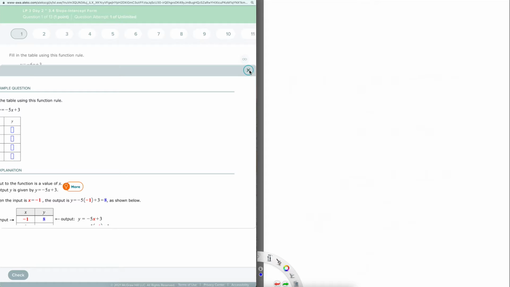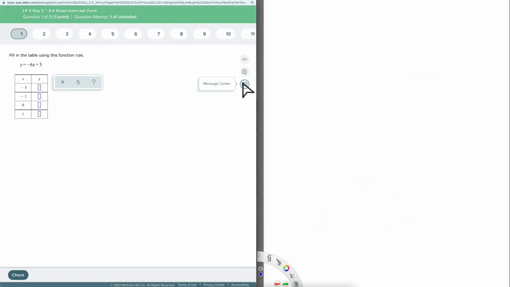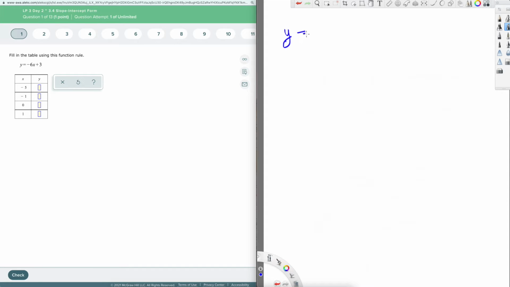You can also message your teacher directly from this screen, and it will actually attach the question to the message so that we know where to come help you. All right, let's go ahead and start this off. We have y equals -6x plus 3. And we're being asked to input these 4 amounts. So I'm going to go through and fill this out really quick, because this just makes it easier. I like to put these in different colors so that you can actually see what the input is and what the output is.